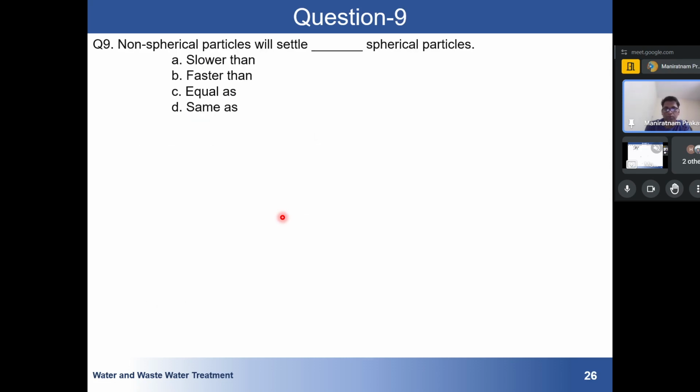So coming to one interesting question: when I was explaining discrete particle settling, I was keeping the particle spherical. So is there any reason why I was keeping the particle spherical?